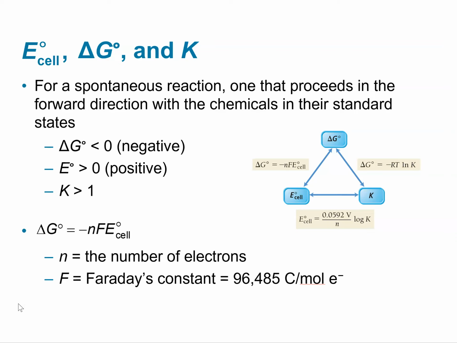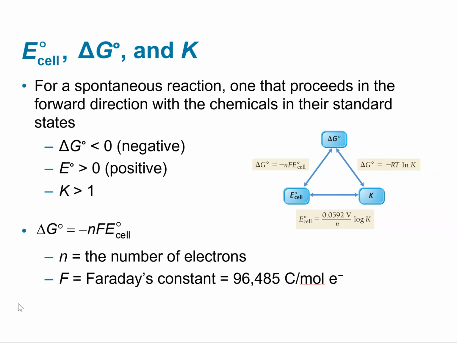So we have the standard reduction potential of the cell, we have delta G, and we have K. All of these have been used this semester to describe whether or not a reaction proceeds as written in a favorable fashion, or is spontaneous. In the case of delta G, if delta G is negative, it's spontaneous. If it's 0, it's at equilibrium. And if it's positive, it's non-spontaneous.